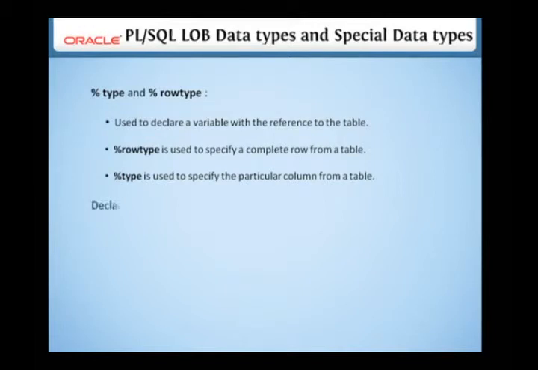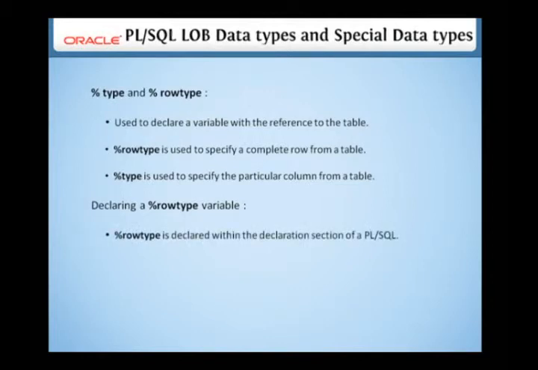Here, let's see how to declare a %rowtype variable. %rowtype is declared within the declaration section of the PLSQL. We can declare a variable %rowtype like this: record details%rowtype. Here we have created a local variable named record as a row type. So this variable is recorded as a row in the details table. We can store table data as rows in this variable.